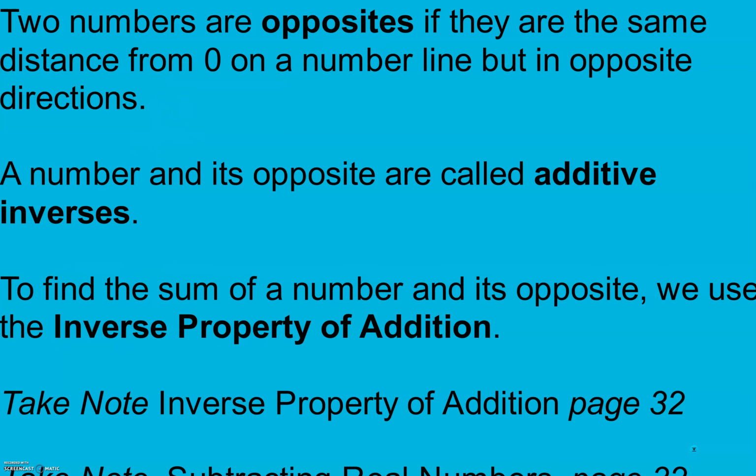Two numbers are opposite if they are the same distance from 0 on a number line, but in opposite direction. A number and its opposite are called additive inverses. To find the sum of a number and its opposite, we use the inverse property of addition.